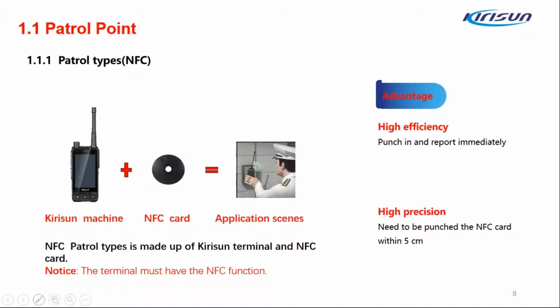The first patrol type is NFC. It is made up of Kirisun terminals and NFC cards. Please note that the terminal must have the NFC function. There are 2 advantages of NFC patrol type. The first one is that it is a high efficiency patrol type. It can punch in and report immediately without waiting for scanning and reporting.